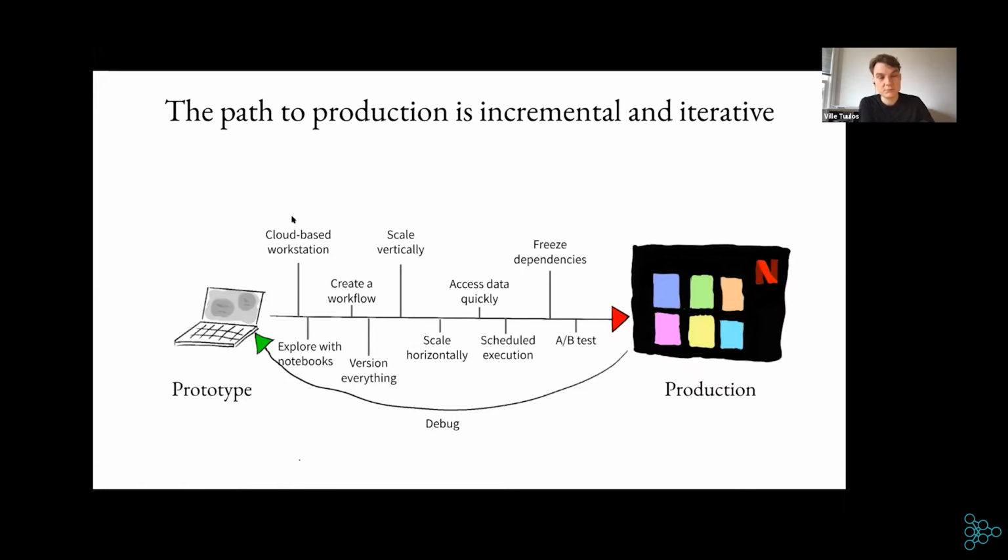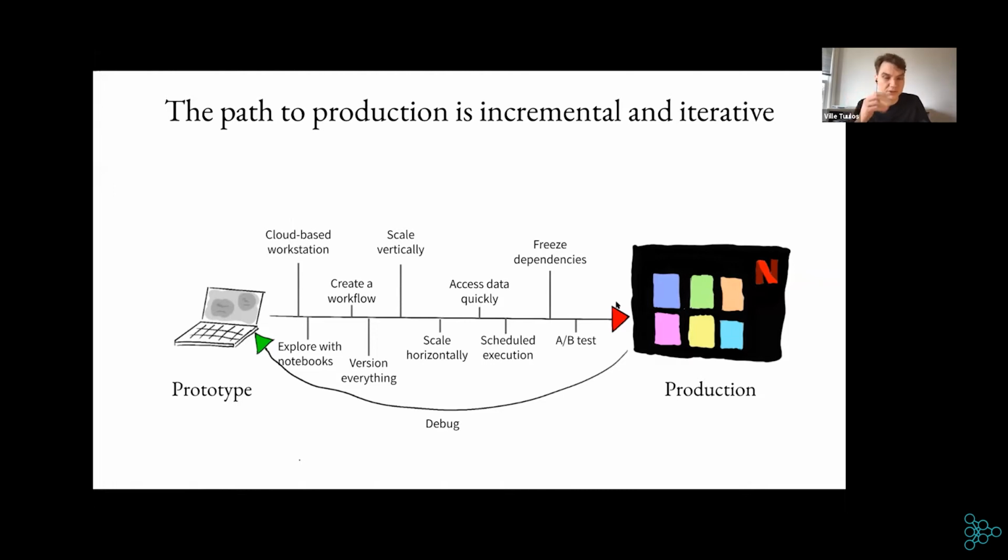Now, another big realization as we worked on many different projects at Netflix, and now with many other companies outside Netflix as well, is that the path to production is really incremental and iterative. It's not that one day you are just prototyping something and the next day you are fully in production; it's really a gradual process. And we started thinking about all these little milestones on the way as you approach production.